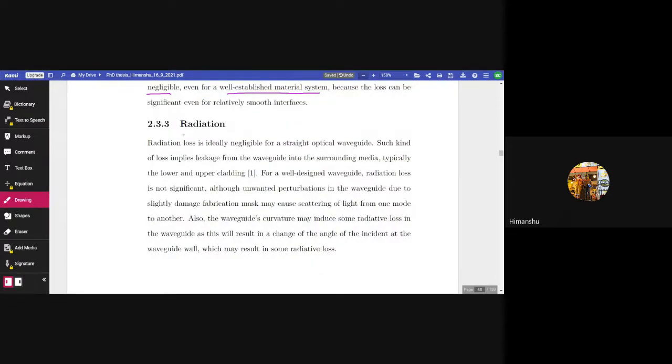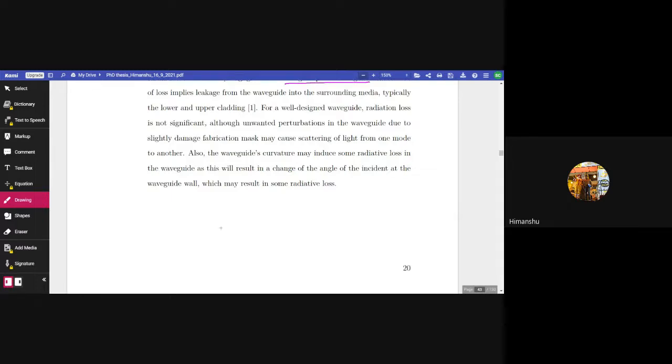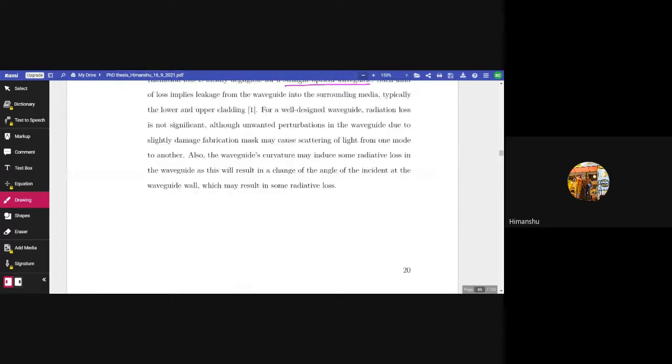Radiation loss is ideally negligible for a straight optical waveguide. Such kind of loss implies leakage from the waveguide into the surrounding media, typically the lower and upper cladding. Reference 1. For a well-designed waveguide, radiation loss is not significant. Although unwanted perturbations in the waveguide due to slightly damaged fabrication mask may cause scattering of light from one mode to another. Also, the waveguide's curvature may induce some radiative loss in the waveguide, as this will result in a change of the angle of incidence at the waveguide wall, which may result in some radiative loss.